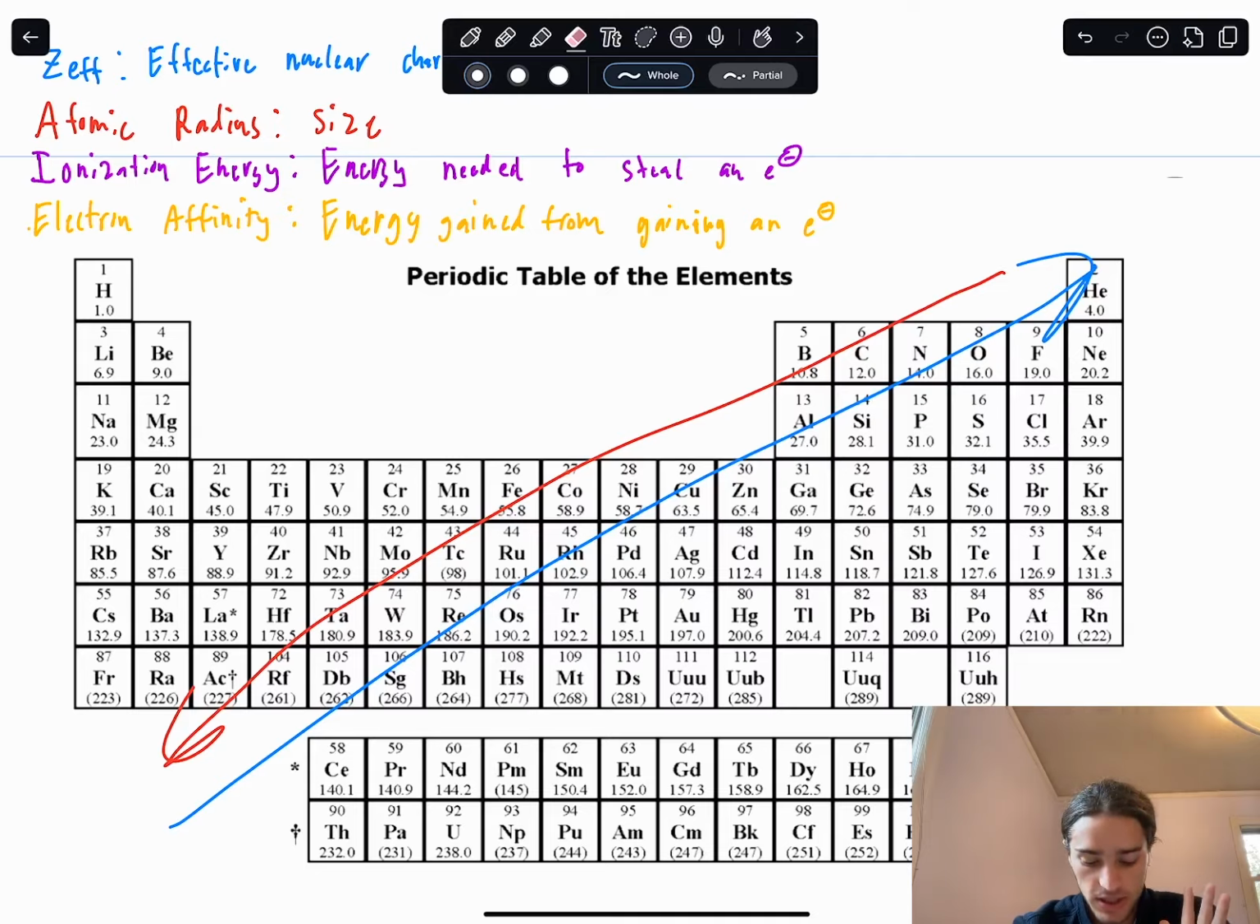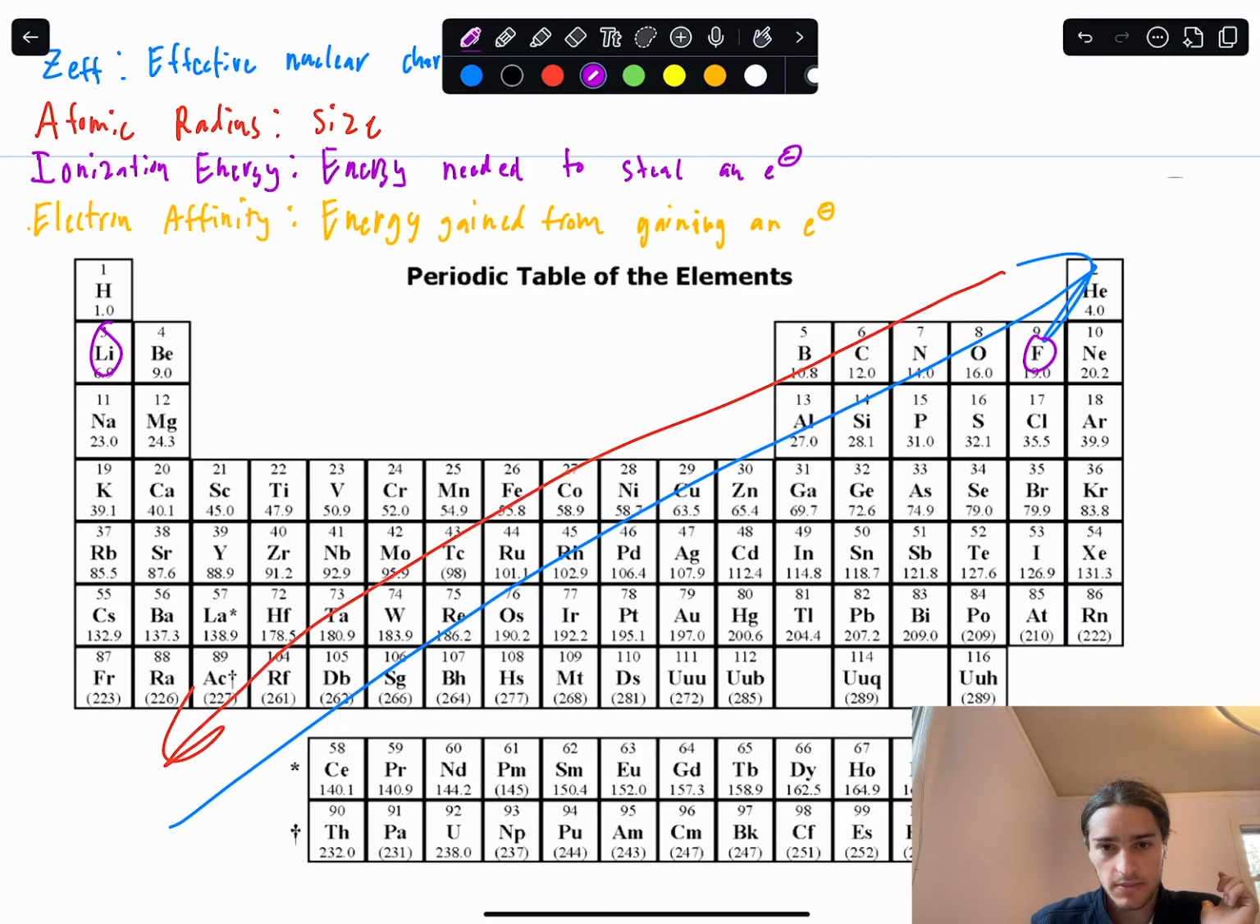So we've got ionization energy and electron affinity. Ionization energy is the energy needed to steal or take an electron from an atom. And electron affinity is the opposite. It's the energy that you get from giving an atom an electron, so when an atom gains an electron. So ionization energy, let's think about this. I think the best way to think about this is to zoom in to two extremes. So let's compare lithium again and fluorine.